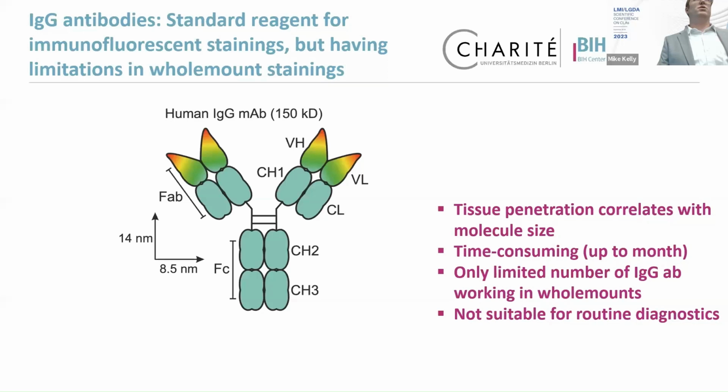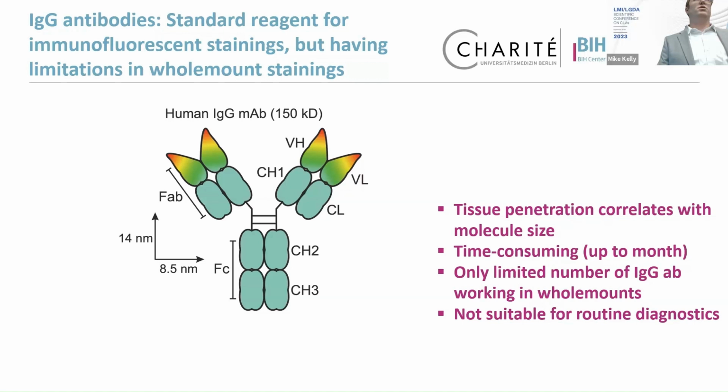But if you use IgG antibodies, that might have some limitations, because on the one hand, tissue penetration correlates with molecular size. That means IgG antibodies are very big. Therefore, they penetrate tissue very slowly or do not penetrate at all. It can take up to 1 or 2 months until you have stained your entire sample. And then you realize, oh, the concentration was not good. Then you have to start again. And especially if you're a PhD student, it might not be helpful to finish fast. And in addition, there are only a very limited number of IgG antibodies which work in whole mounts.